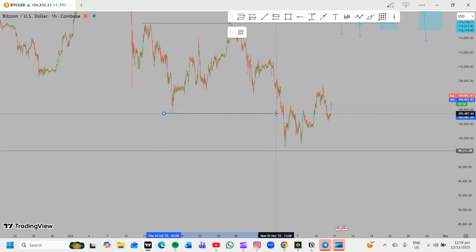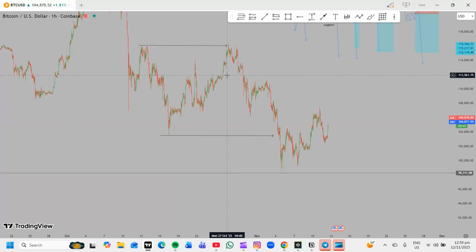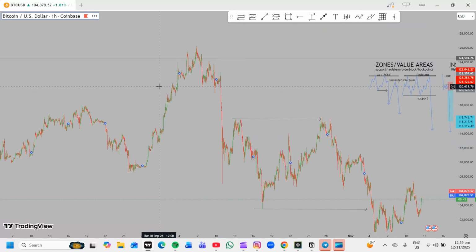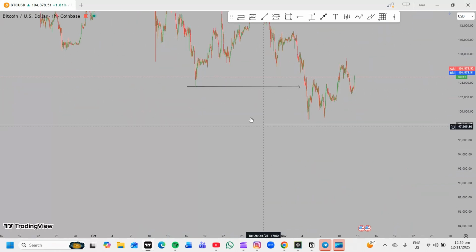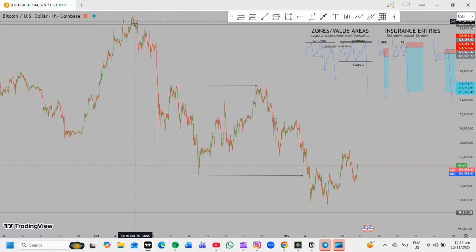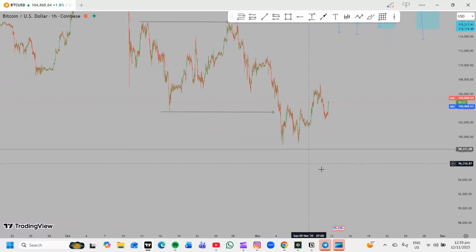broke this low, and we're very comfortable looking for sales because price moves from value area to value area. This was a value area and this was a value area. So we could tell that yes, price is coming from this value area to the top, coming to this value area to the bottom, so we can start looking for sales.